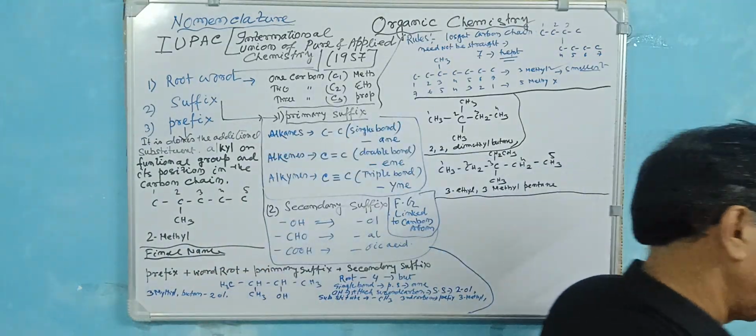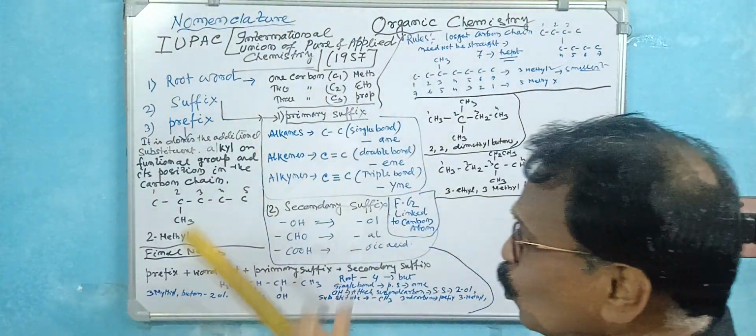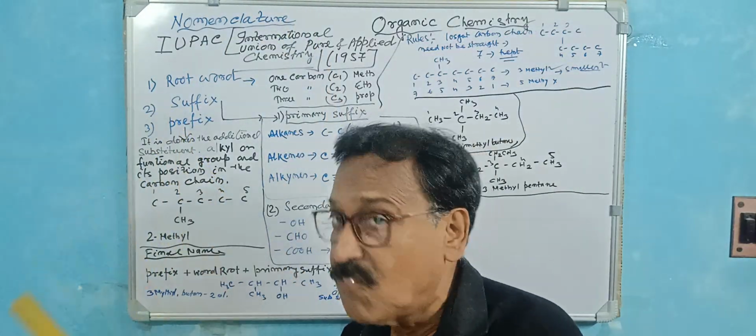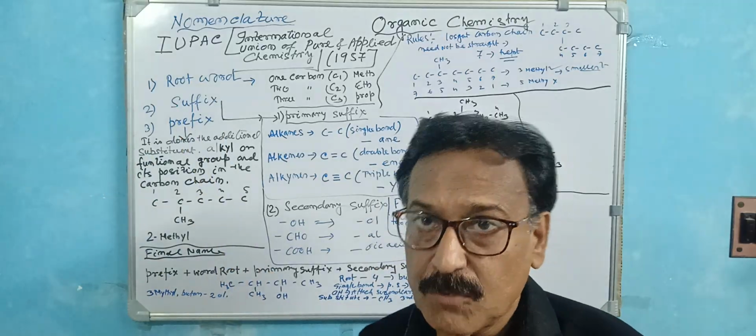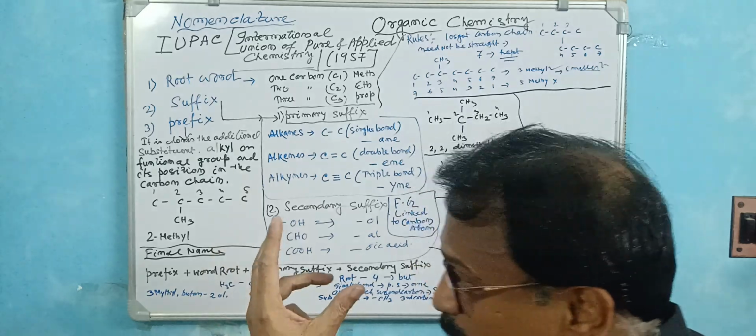So this is the word root, which you start with first. Now there are two new things here: the suffix and the prefix. This is the basic thing. Now the suffix actually has two parts.